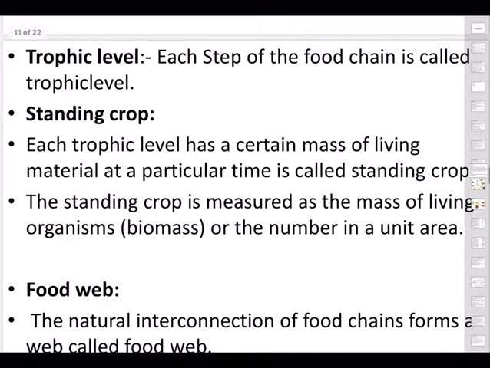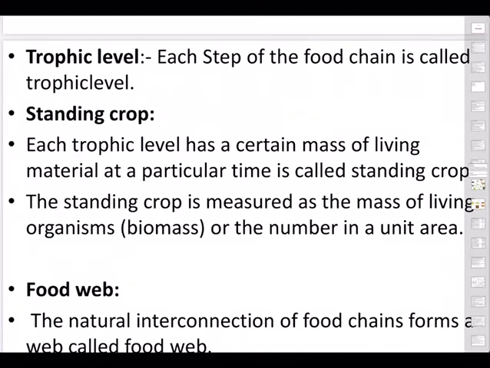Similarly, we have one more, that is parasitic food chain. It is also called auxiliary food chain. It begins with host and usually ends in parasite. So try to remember the host and guest. Of course, it is an unwanted guest, host-guest relationship. Then we say it's a parasitic food chain.